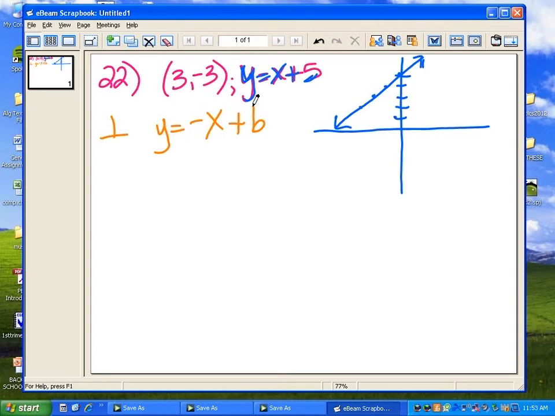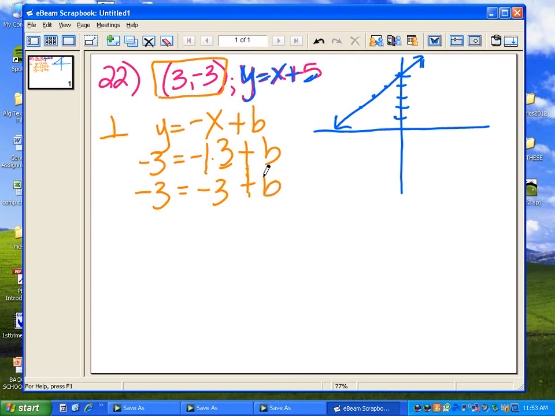So I'm going to go ahead and take my point because my perpendicular line has to use this point. So I'm going to plug it in. My y is a -3. My slope is that -1. My x is a +3, plus the b. And I'm going to solve. -3 is equal to -1 times 3, which is -3 plus b. I'm going to add 3 to both sides, and I get 0 equals b.